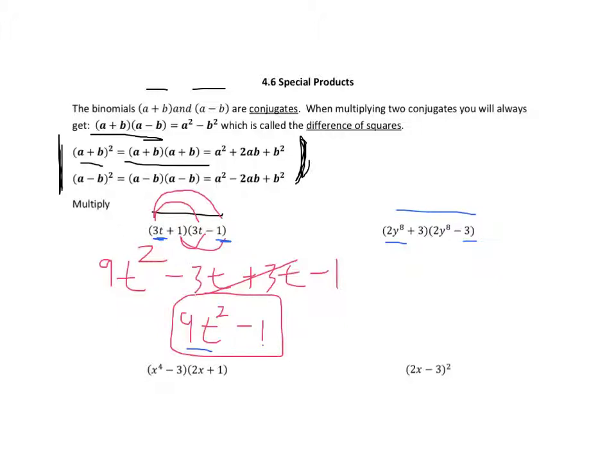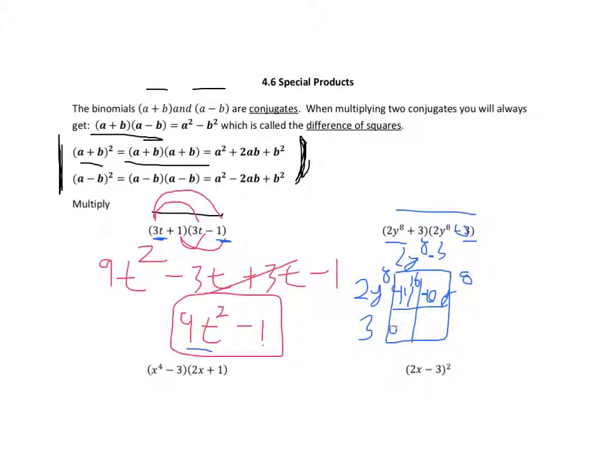We'll multiply it. We'll go ahead and use a box for this one. It's a little 2 by 2 box. So we have a 2y to the 8th and a 3. We have a 2y to the 8th and a 3. So 2y to the 8th times 2y to the 8th is 4y to the 16th. Because when we multiply like bases, we add the exponents. 2y to the 8th times 3 is 6y to the 8th. Same thing down here. But excuse me, this is a negative 3, so we collect the negative 3, so that's a negative 6y to the 8th.